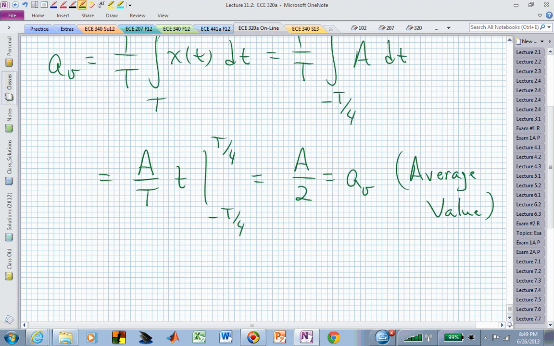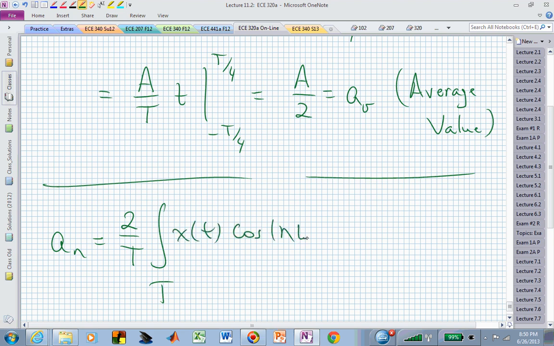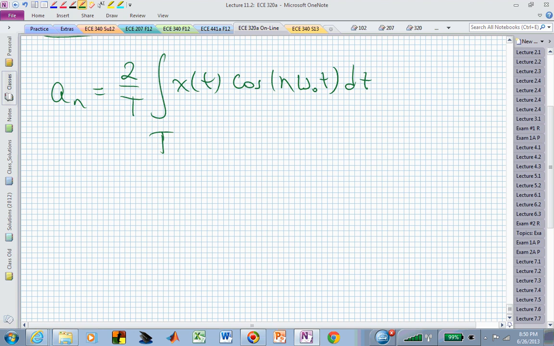We've now found a sub 0. What about a sub n? A sub n is now this integral, and we need to remember our formula has a 2 in the numerator, so it's 2 over T, integral over 1 period of x of t cosine of n omega naught t dt. And notice sometimes we can actually keep n as a variable and solve for the infinite number of a's with just one expression or one calculation. Let's see if we can do that here.